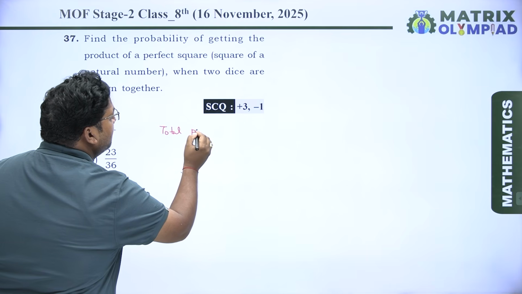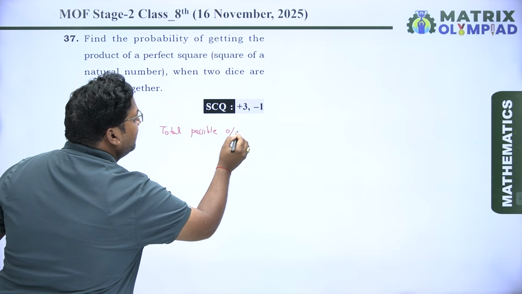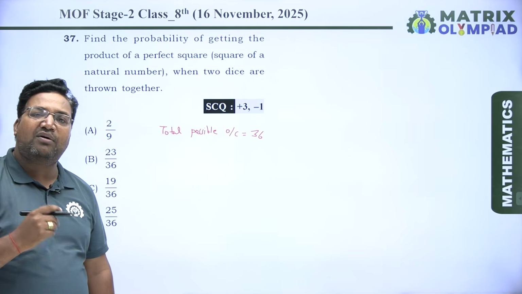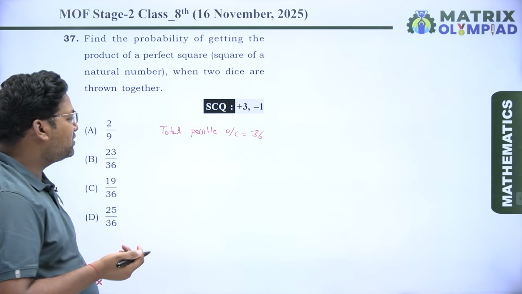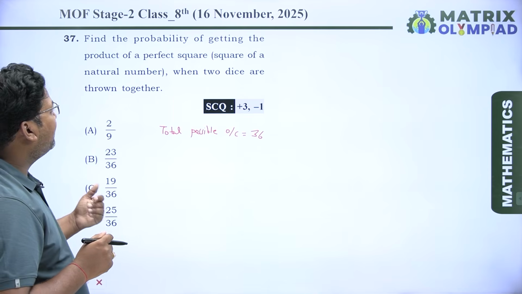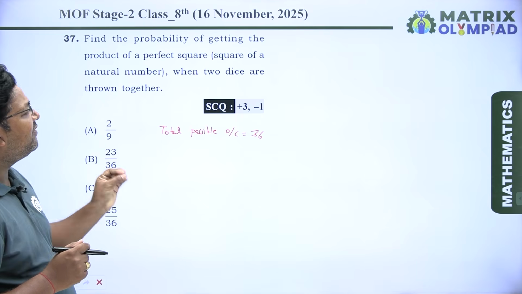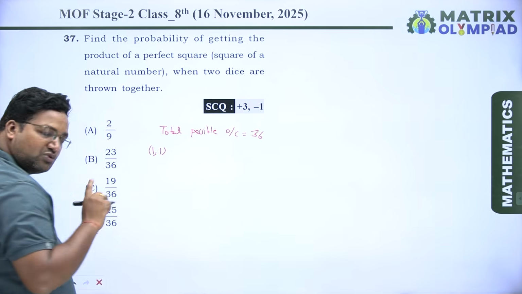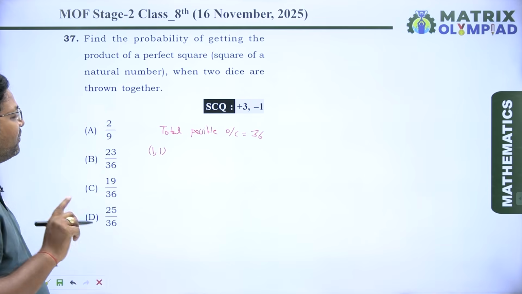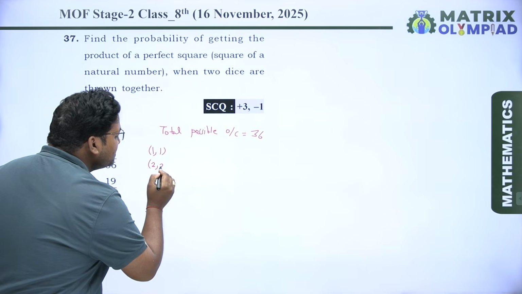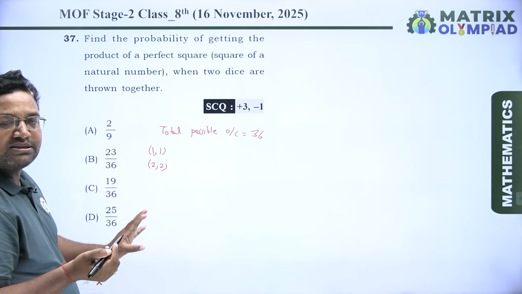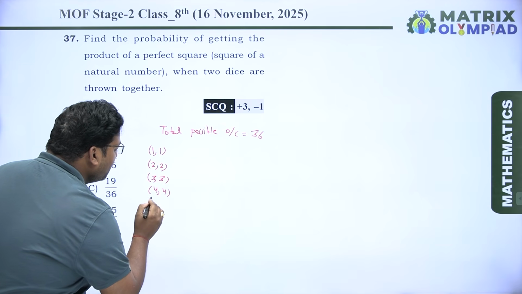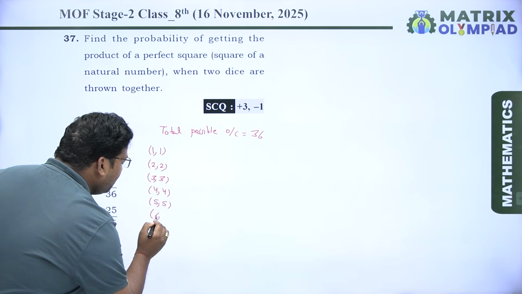Total possible outcomes are 36, and we know the formula of probability is number of favorable outcomes upon number of total outcomes. So here total outcomes are 36 and for the favorable outcomes we have to find the product of a perfect square. When the numbers are 1, 1, the product is 1, which is a perfect square number. Similarly, when the numbers are 2, 2, again the product is a perfect square number. Similarly, the next are 3, 3, 4, 4, 5, 5 and 6, 6.